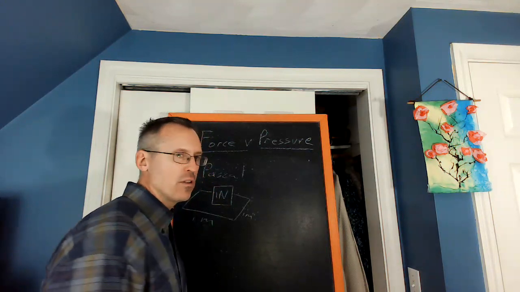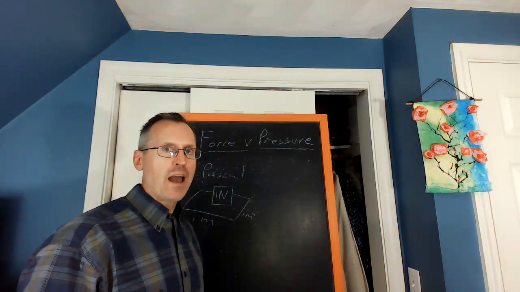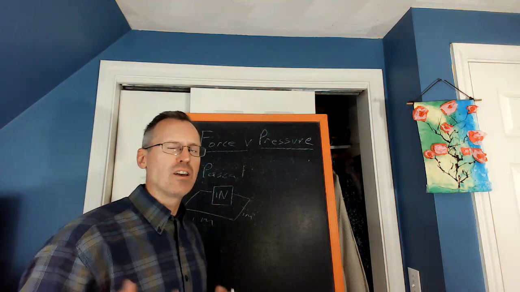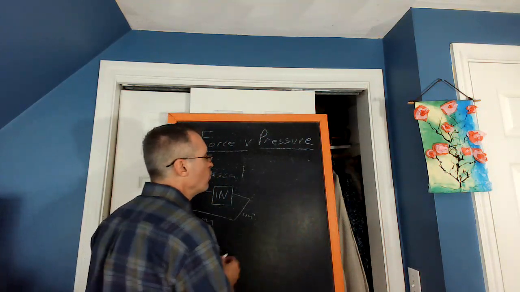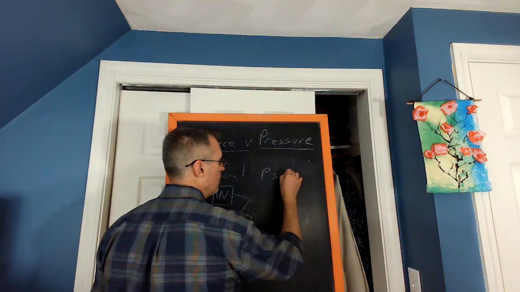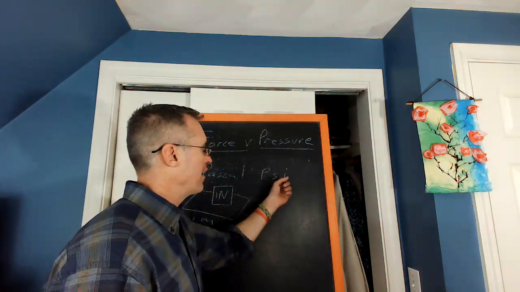Oftentimes, people who measure pressure in terms of pascals use kilopascals, or thousands of pascals at a time, because 1 Pascal is really, really small. In America, we tend to use the standard pounds per square inch, or PSI. That's what that is. So pounds per square inch.